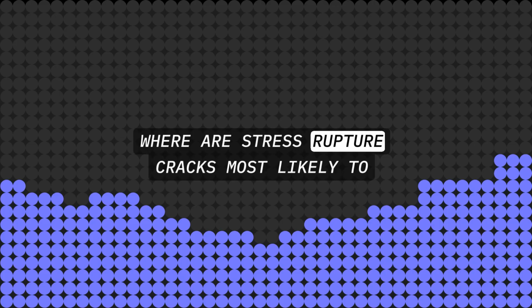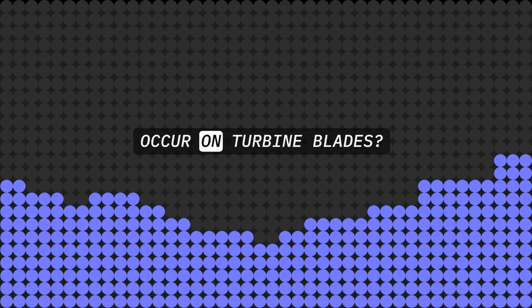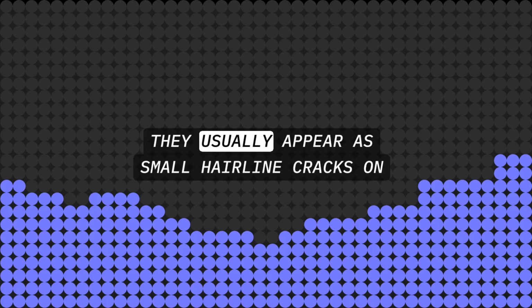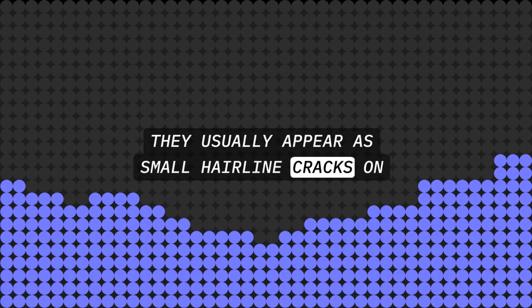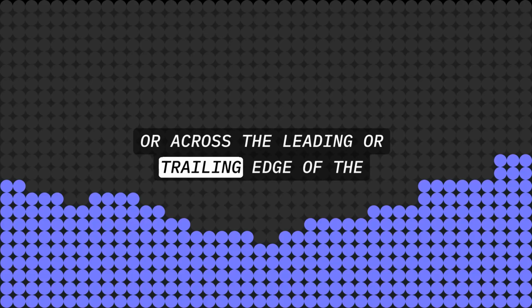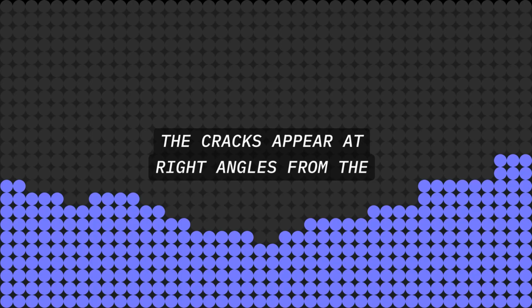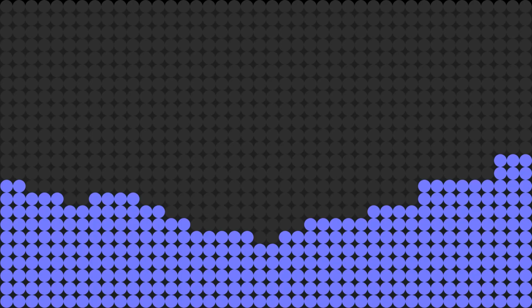Where are stress rupture cracks most likely to occur on turbine blades? They usually appear as small hairline cracks on or across the leading or trailing edge of the blades. The cracks appear at right angles to the edge length.